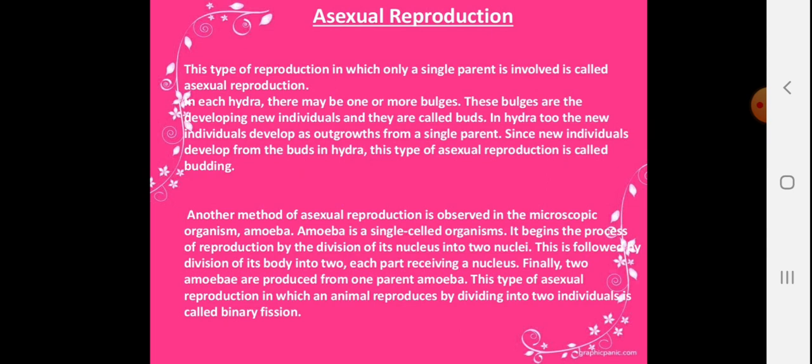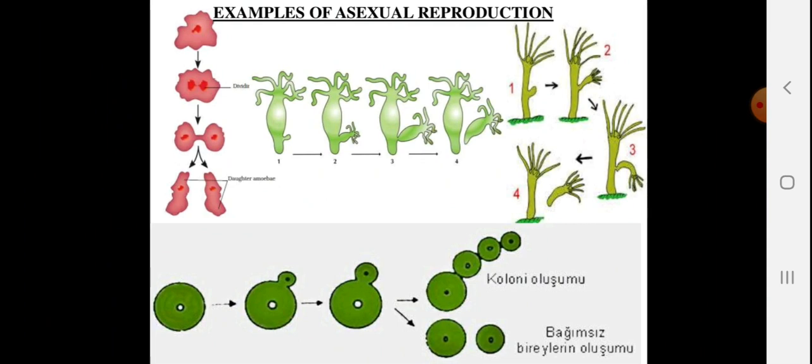Another method of asexual reproduction is observed in microscopic organisms, which are very small and can only be observed using a microscope. Amoeba. Amoeba is a single cell organism. It begins the process of reproduction by the division of its nucleus into two nuclei. So first the amoeba divides its nucleus into two nuclei, then its cytoplasm. Finally, two amoebae are produced from one parent amoeba. This type of asexual reproduction in which an animal reproduces by dividing into two individuals is called binary fission.